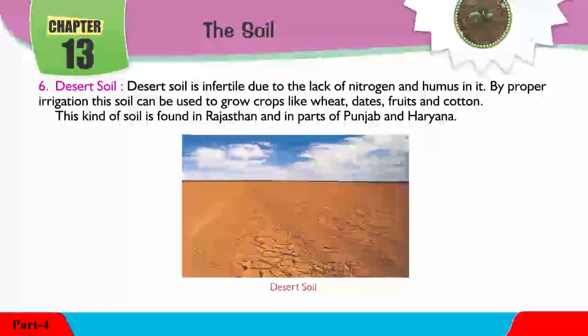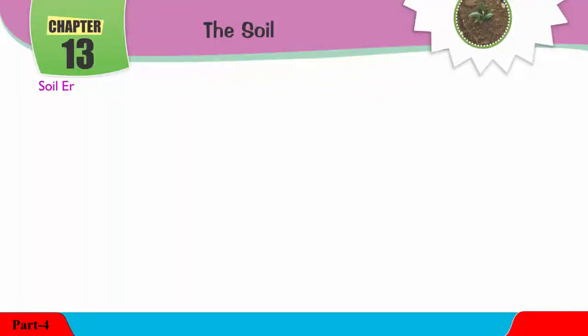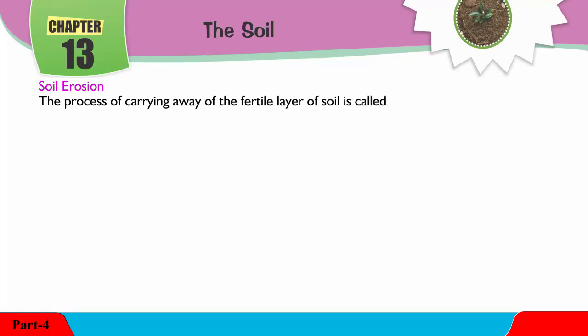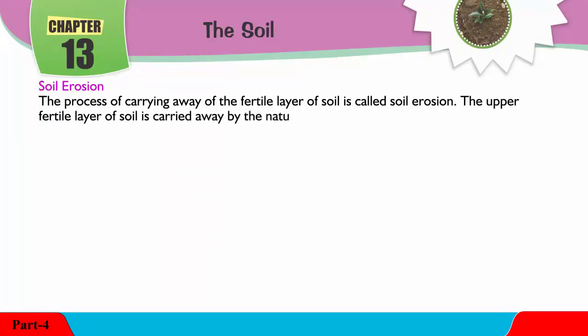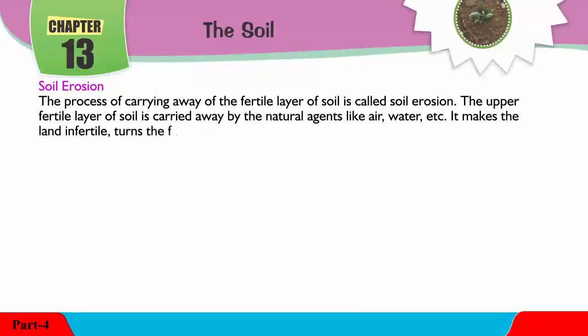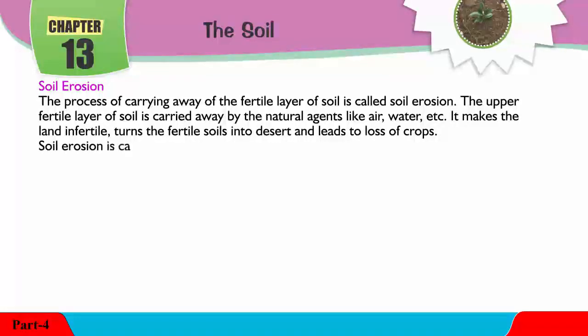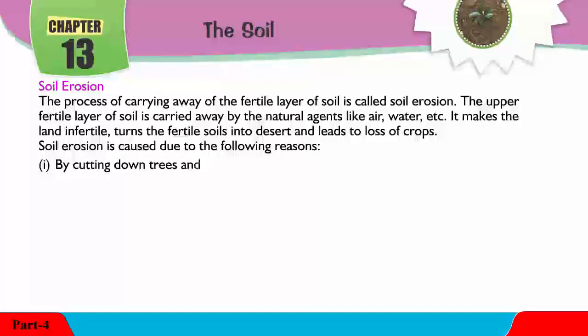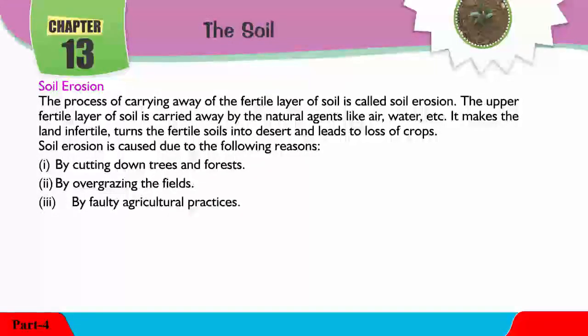Desert soil. Soil erosion. The process of carrying away a fertile layer of soil is called soil erosion. The upper fertile layer of soil is carried away by natural agents like air, water, etc. It makes the land infertile, turns the fertile soils into desert and leads to loss of crops. Soil erosion is caused due to the following reasons. First, by cutting down trees and forests. Second, by overgrazing the fields. Third, by faulty agricultural practices.